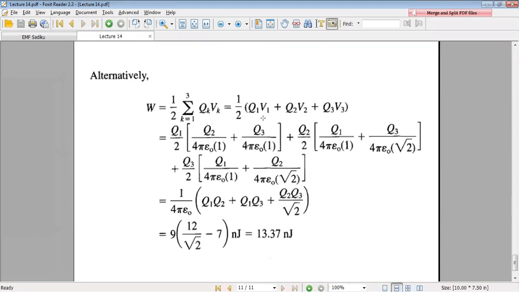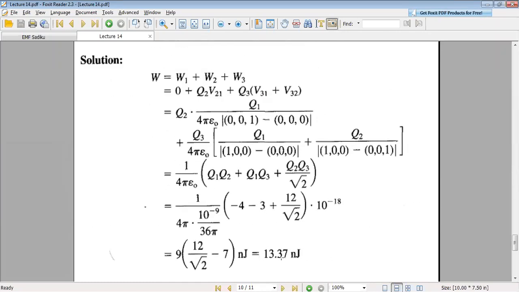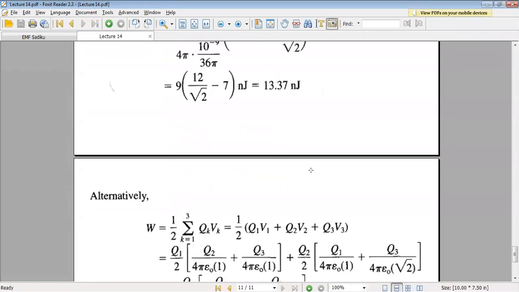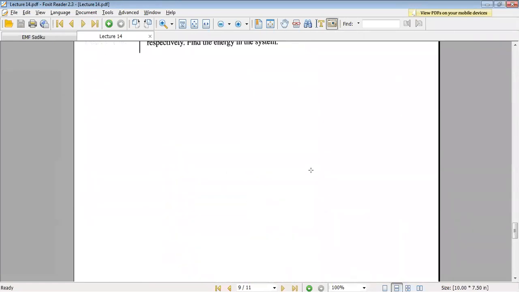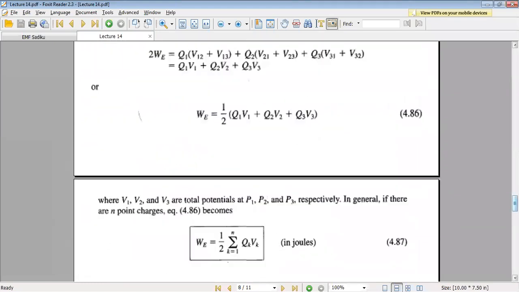What about V1? V1 equal to V13 plus V12. What about V2? V23 plus V21. What about V3? V31 plus V32. By using the equations, you can rewrite it like this, and then by doing the simple calculation, you get the same value, 13.37. Here also you get the value 13.37. So this is one problem using the energy values. Okay, so this is for today's class.